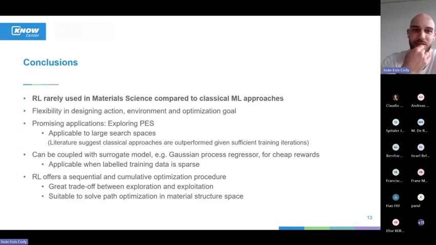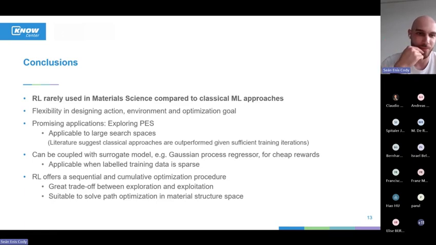However, it offers quite a lot of flexibility in design of the action space, the environment, and also the optimization goals, also with multi-objective optimizations. And promising applications, as we've shown, are, for example, exploring the potential energy surfaces, which previous talks today have shown to be a difficult problem to solve. And it's applicable to large state spaces. And the literature suggests that classical approaches are even outperformed when given sufficient training iterations.